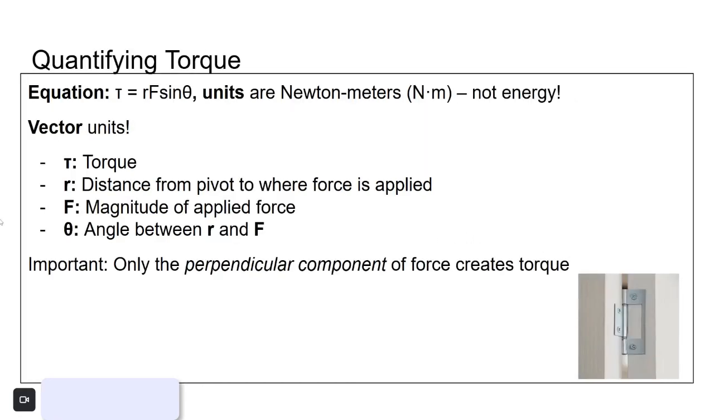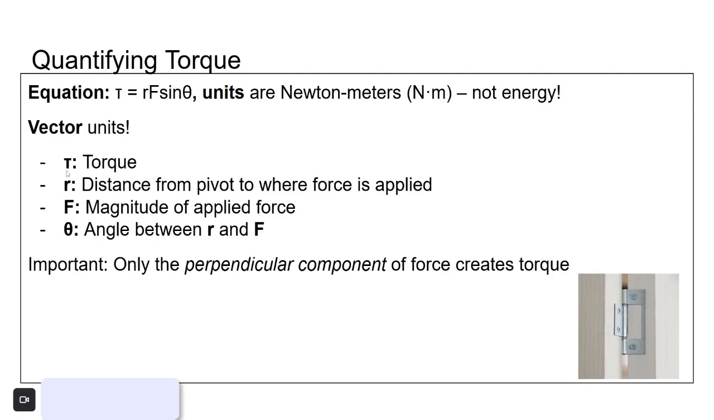So let's quantify torque. We can quantify this with a fundamental equation. The magnitude of torque is given by torque equals r F sine theta. The units are newton meters because it's force times distance, but be very careful. This looks exactly like the units for joules, which is the unit for energy or work. Torque is not an energy. It is a measure of how effectively a force can cause rotation. It is also a vector.